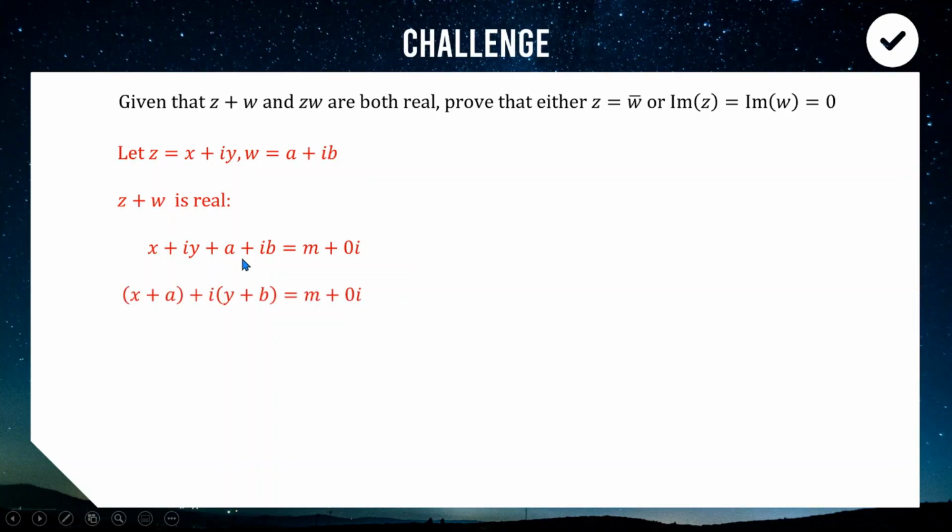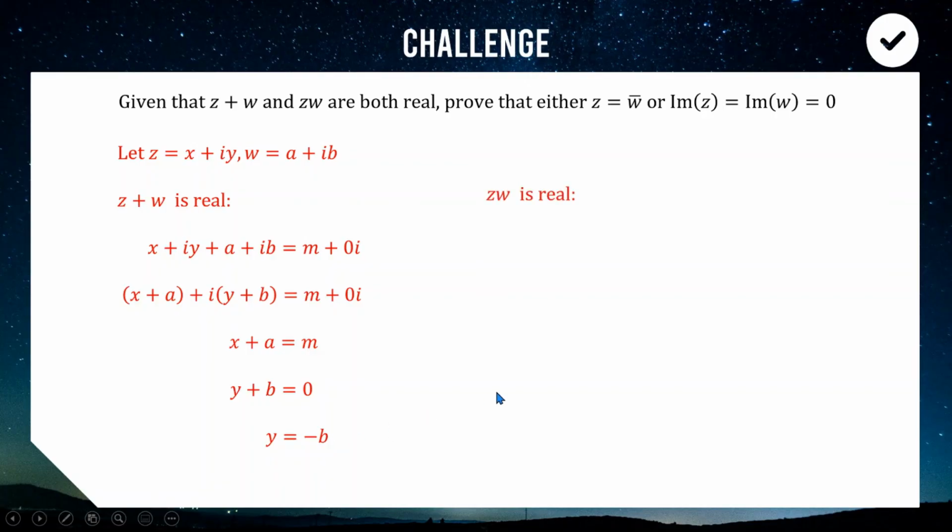Okay, if we once again group our real parts together and our imaginary parts together, we have the real part of the left-hand side is x plus a, and the imaginary part is y plus b. So from this, we can conclude that x plus a needs to be equal to m, and y plus b needs to be equal to 0. All right, so there's our 2 equations that we've extrapolated from the first statement that Z plus W is real. Let's see what we can get from ZW is real and see if we can combine them somehow. Oh yeah, worth mentioning that if y plus b is equal to 0, this means that y is equal to minus b. That's going to be important later on.